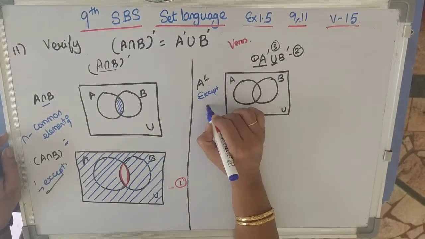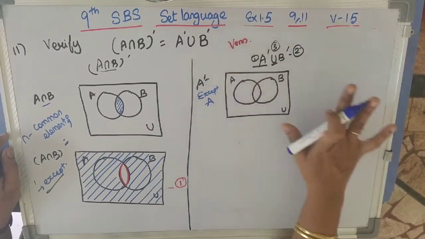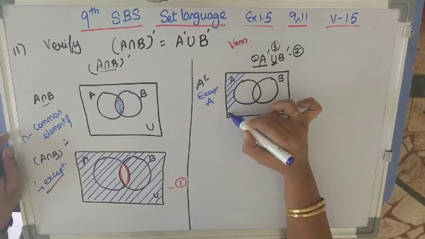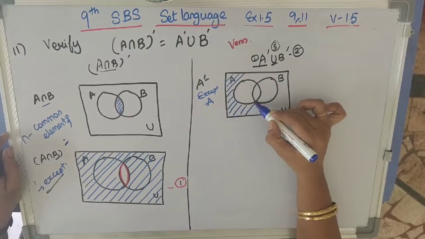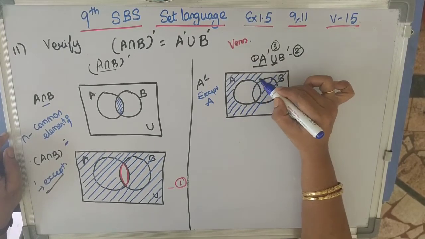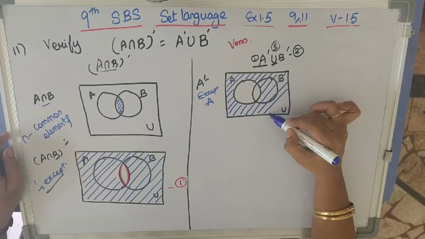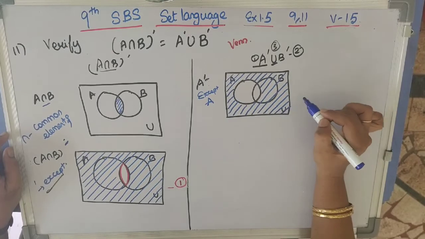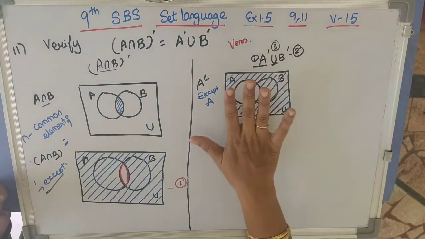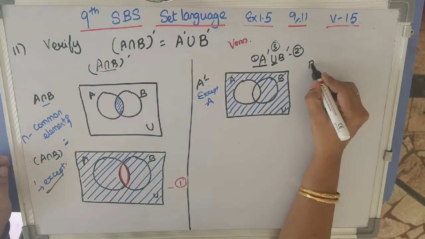Okay, so I am going to shade the entire universal set leaving the A. Except A, I am going to shade the entire universal set. Clear? I am going to shade B, I am going to shade the entire universal set but not A because this is A dash. Clear? So I have left the complete A. Can you see? Can you understand me? Okay. So, except A, I am shading the entire universal set.